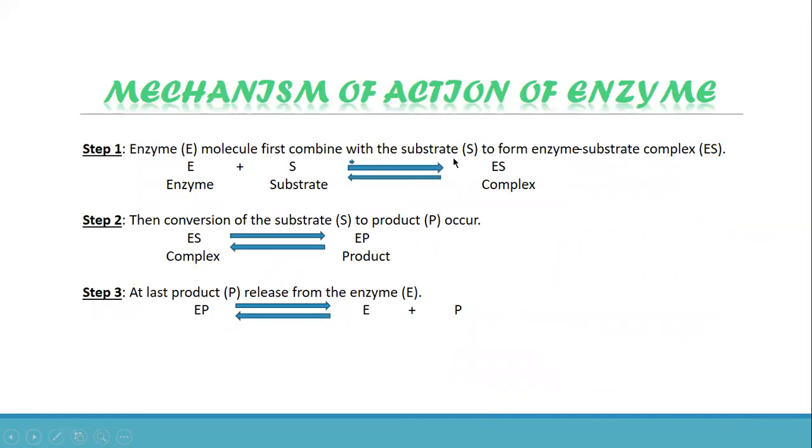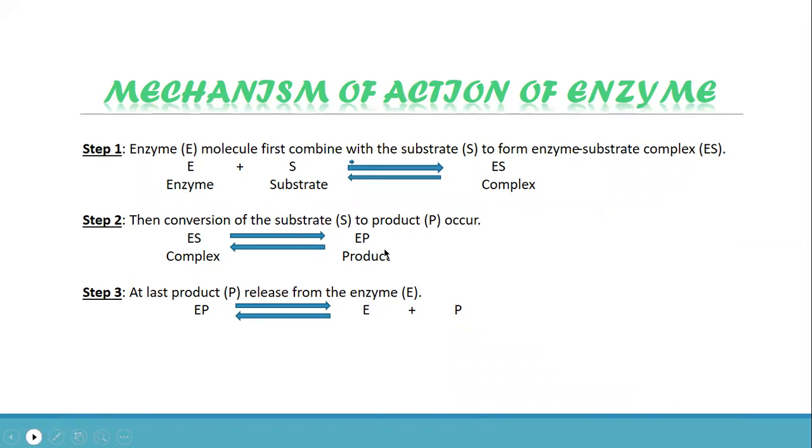Mechanism of action of enzyme. In the first step, the enzyme combines with the substrate to form the enzyme-substrate complex. In the next step, the enzyme-substrate complex converts into the enzyme-product complex. In the last step, the enzyme-product complex gives rise to the enzyme and the product.